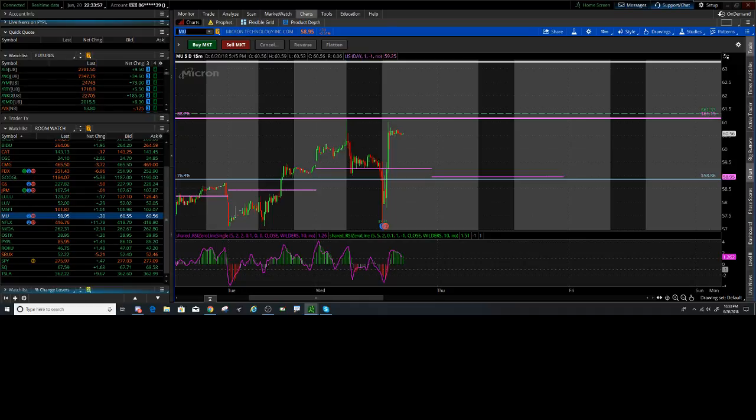FedEx. Interesting thing here on the FDX 285. It's down 70%. Remember, it was a lotto going into earnings, but the cool thing is it doesn't expire until July 27th. And other than that, everything looks great.